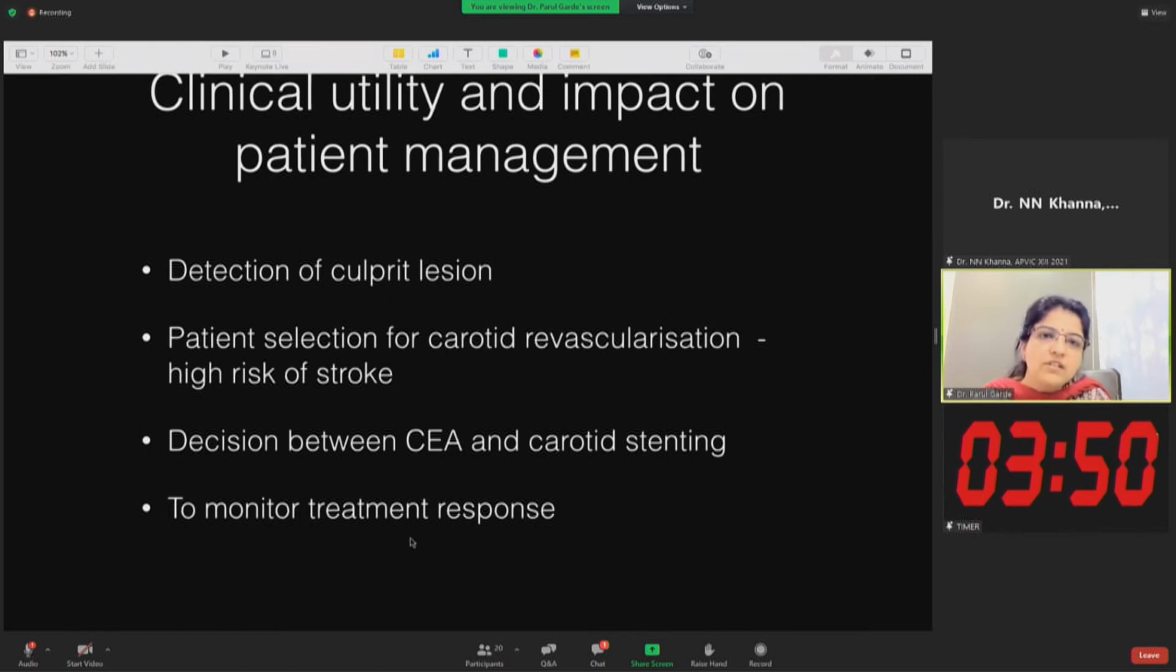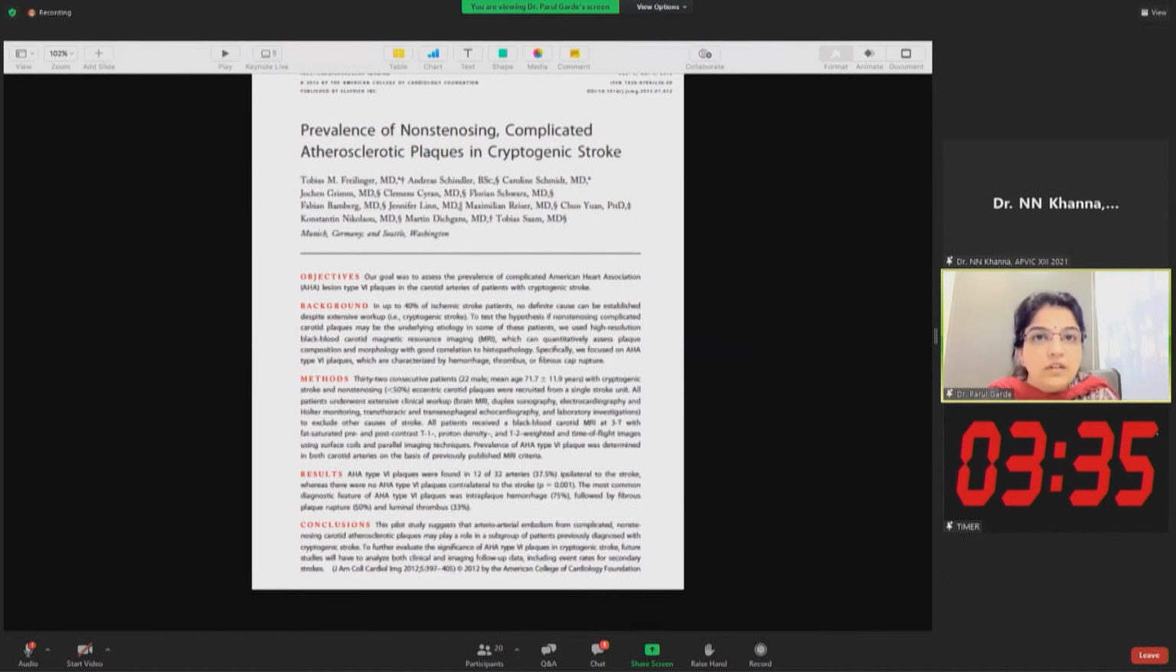Lastly, to monitor treatment response, MRI is definitely promising to look at the total plaque burden, the plaque volume, as well as the characteristics of the plaques, whether or not the therapy has changed them. So this is the clinical utility of MR imaging. Now, this is a very interesting article which was published in 2012, wherein they studied patients with cryptogenic stroke, and they studied the prevalence of non-stenosing complicated atherosclerotic plaques using MRI.